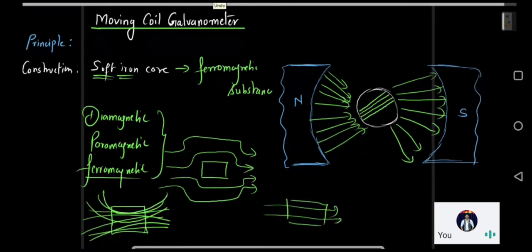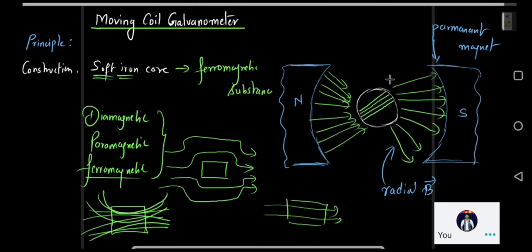Okay, so now this is the permanent magnet which is placed, which is producing a radial magnetic field. So the magnetic field which is produced is a radial magnetic field. There is a soft iron core on which the wire is wound, as can be seen from here.